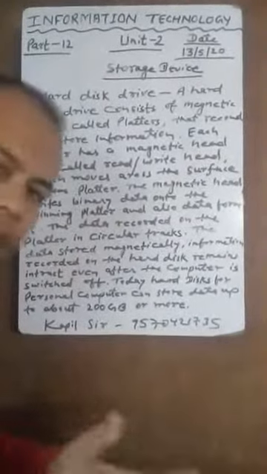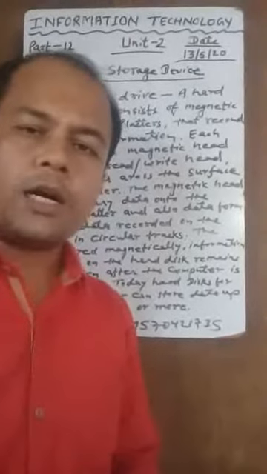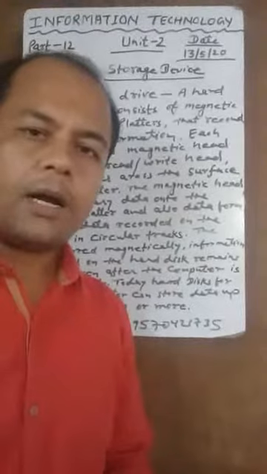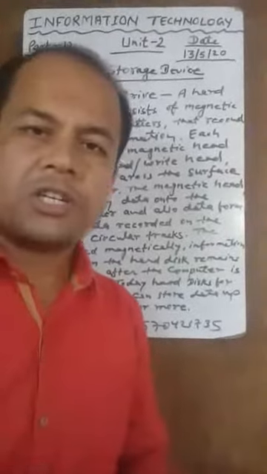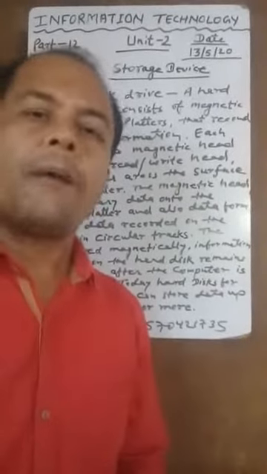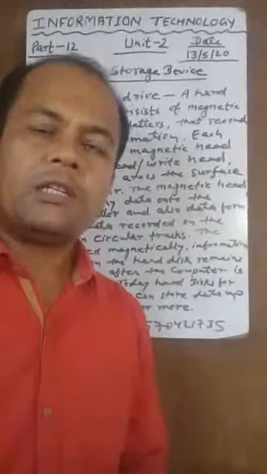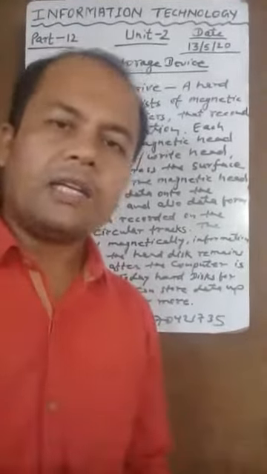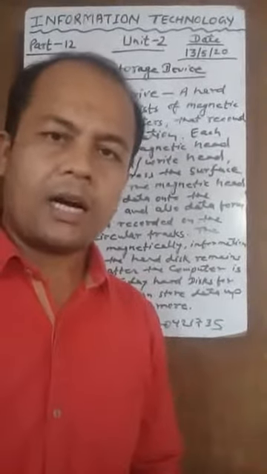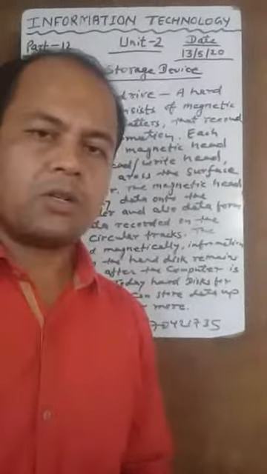It stores data magnetically. When we switch off our computer, our data is not deleted in the hard disk. This is permanent. If we want to delete data, then we delete the data in secondary memory, that means the hard disk.